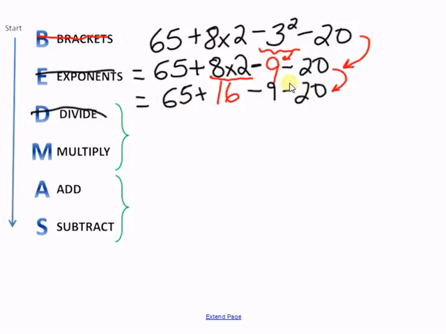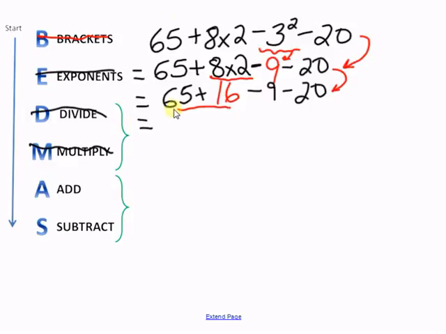So now I have a new line. It's like this is a brand new question. 65 plus 16 minus 9 minus 20. No brackets, no exponents, no division, no more multiplication because I did that already. So I have add and subtract. So again, I'm remembering I have adds and subtracts. The rule says whichever one comes first is what you do first when you're picking between add and subtract, because I already looked after these. So the first thing I come across is the addition.